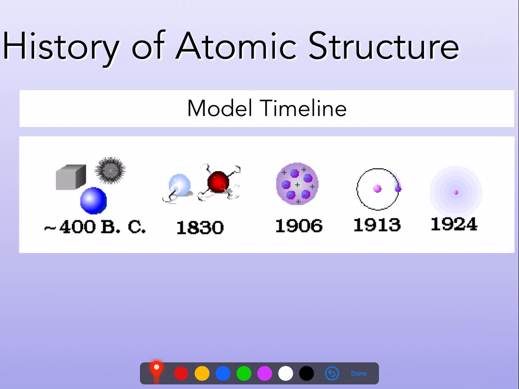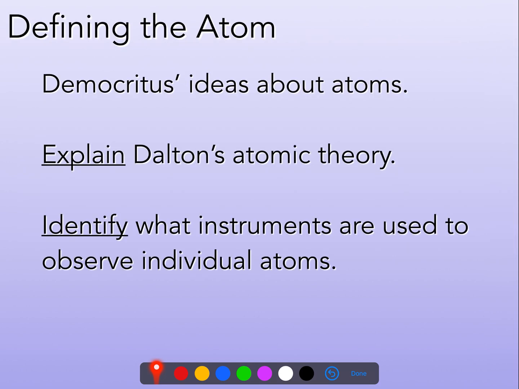History of atomic structure, a quick timeline. We'll start with Democritus' ideas in 400 BC, John Dalton's billiard or pool ball idea here, 1830, J.J. Thomson's plum pudding model of the atom, 1906, and then more advanced ideas and understandings in the early 1900s when we get to the Rutherford model of the atom and further. All right, so here we go.